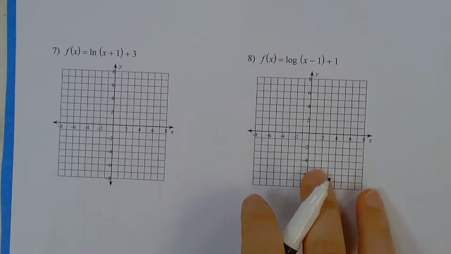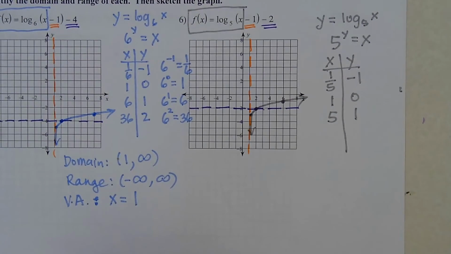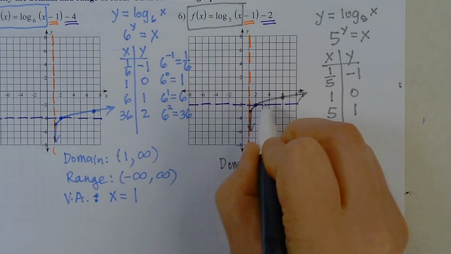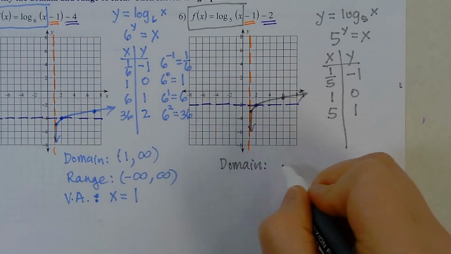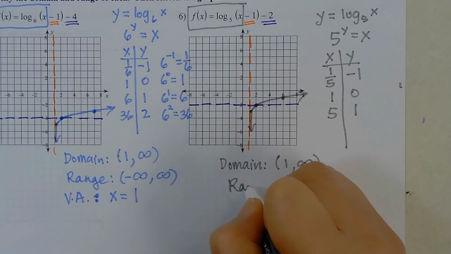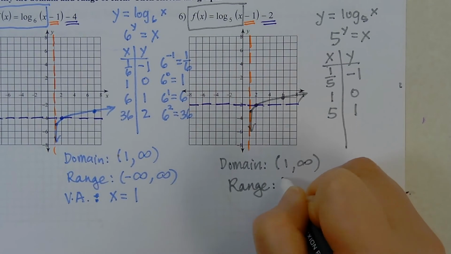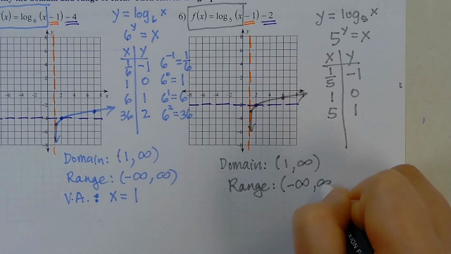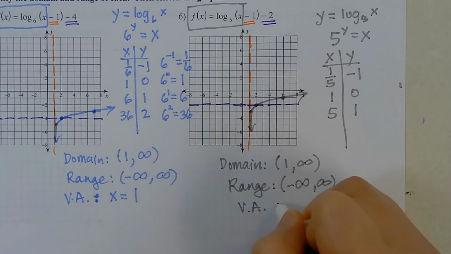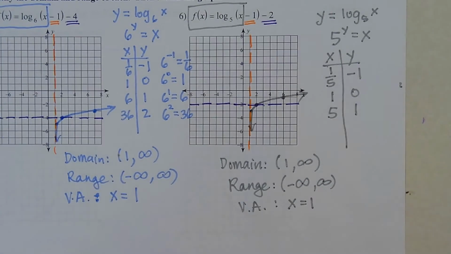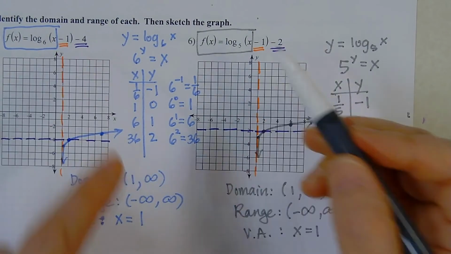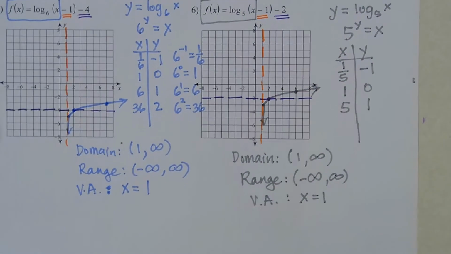And then we're going to try this one right here. Oh, should we talk about domain and range? Again, domain. We shifted everything to the right one, so it's going to be from 1 to infinity. Range is going to be all of them. And then the vertical asymptote, again, is still x is equal to 1, because we did the same transformation. We still did the -1 here, so that's going to remain the same.